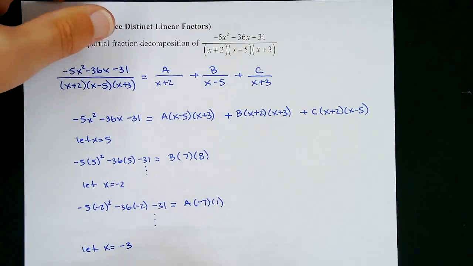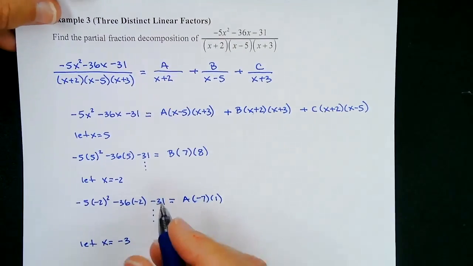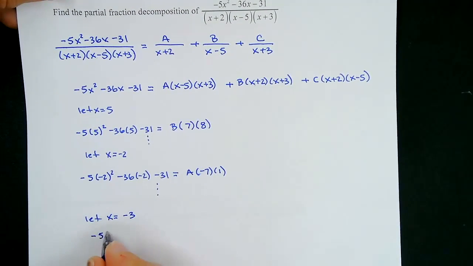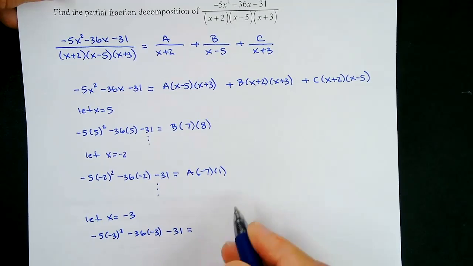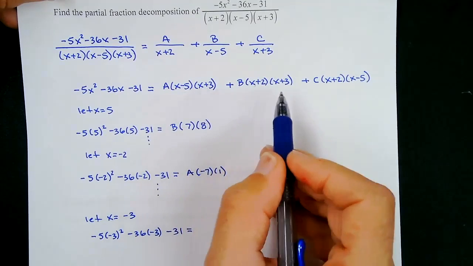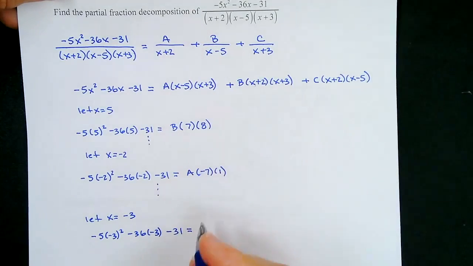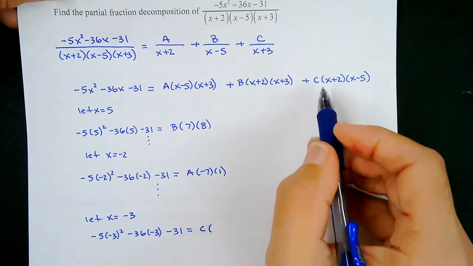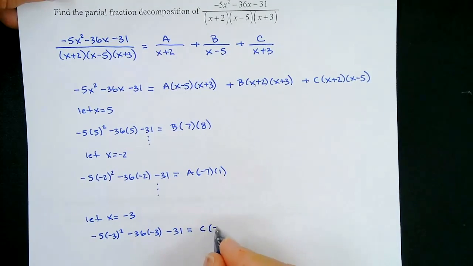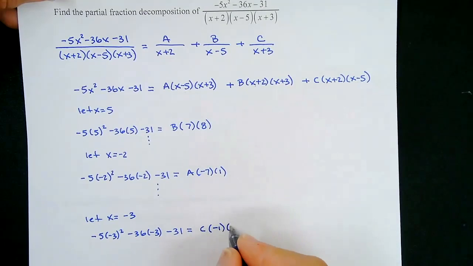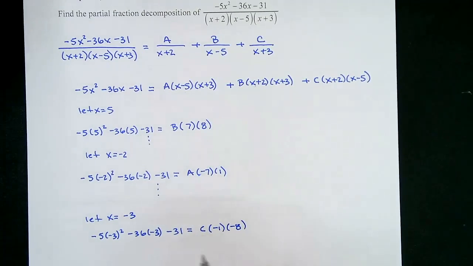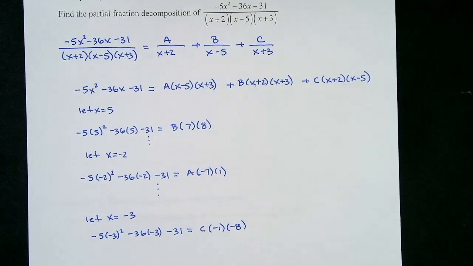And if x was equal to -3, then we would get -5 times (-3) squared minus 36 times -3 minus 31 is equal to, and this would be 0, and this would be 0. And we'd be left with C times -3 plus 2, which would be -1, times, and then -3 minus 5 would be -8. And that would allow us to figure out what the C value is, okay?